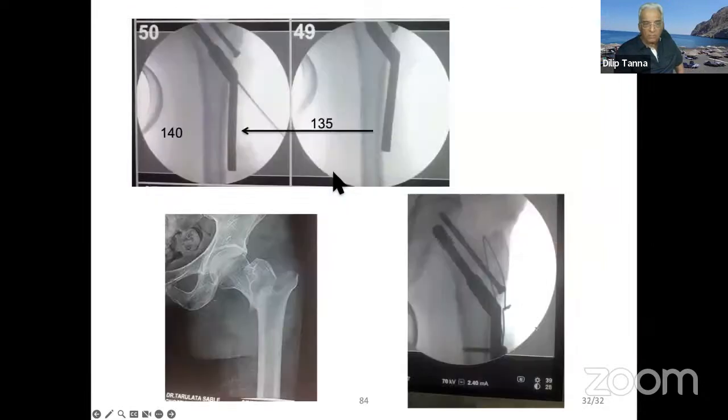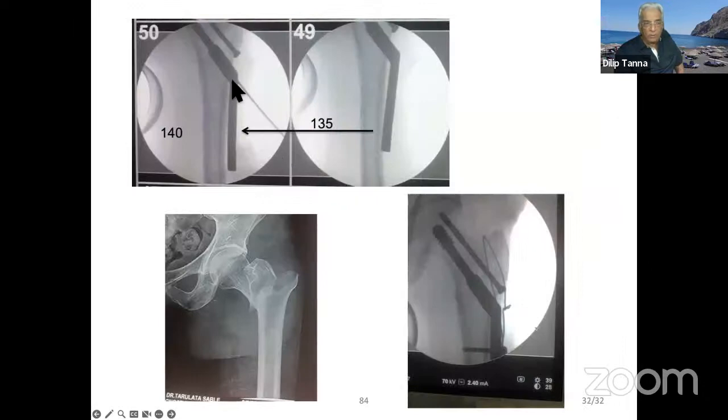This is the one which you can do extremely well in this sort of situation, and you will be able to reduce it properly. And you can get this anatomical. I feel the PFN here is not a better option, because you will not be able to get this reduction maintained while you're doing PFN. But if you can maintain the reduction, it's all right. You can go ahead and do a PFN.